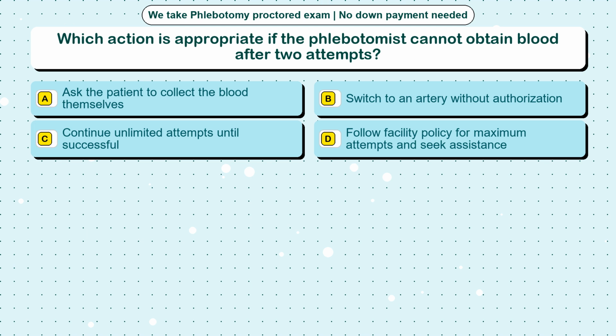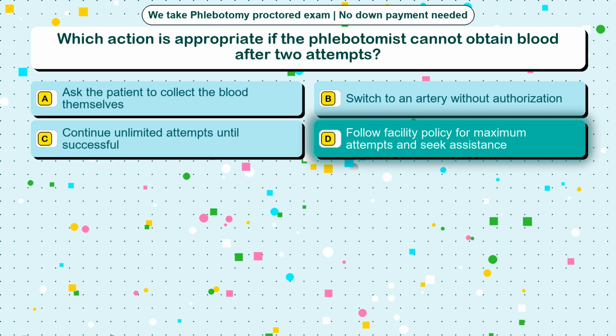Question 38. Which action is appropriate if the phlebotomist cannot obtain blood after 2 attempts? Option A. Ask the patient to collect the blood themselves. Option B. Switch to an artery without authorization. Option C. Continue unlimited attempts until successful. Option D. Follow facility policy for maximum attempts and seek assistance.